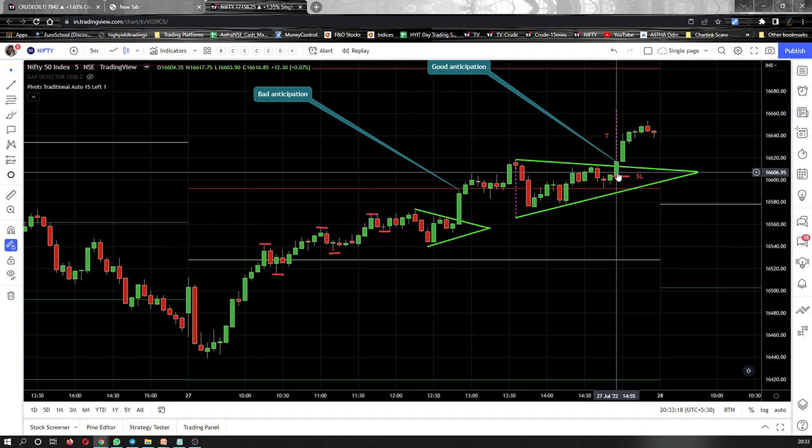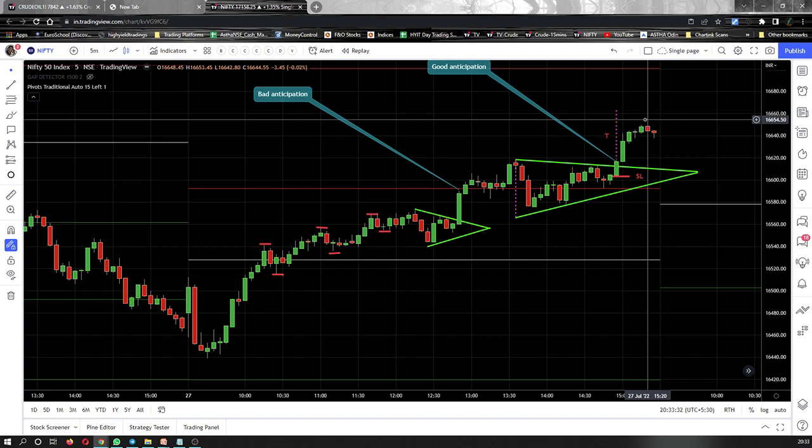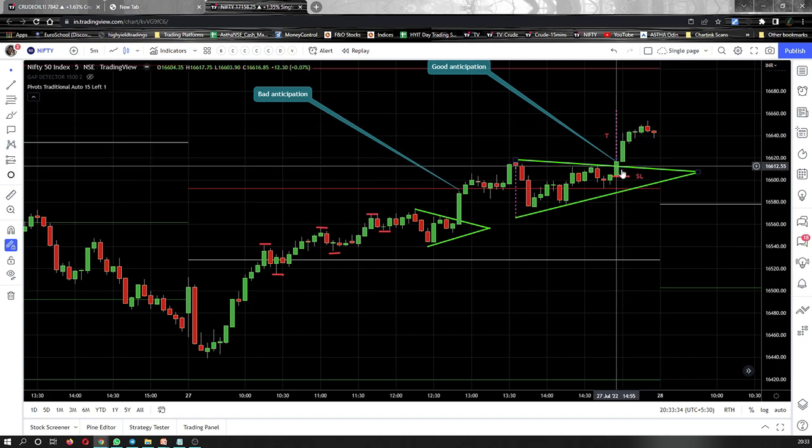But as I said some time back, just because the upper trend line was breached does not give you confirmation or surety that it will go up further. So, what should you look out for?